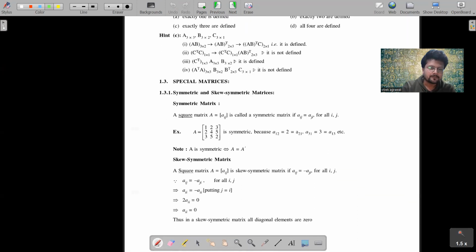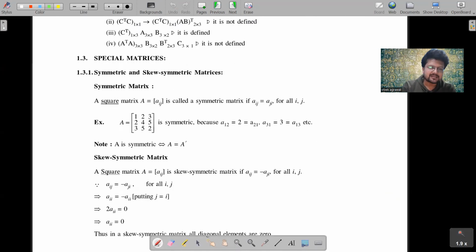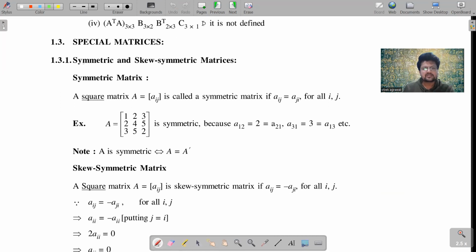Now, special matrices. Let's talk about two kinds of matrices, symmetric and skew symmetric matrices. Anyone who has any idea about symmetric and skew symmetric matrices?